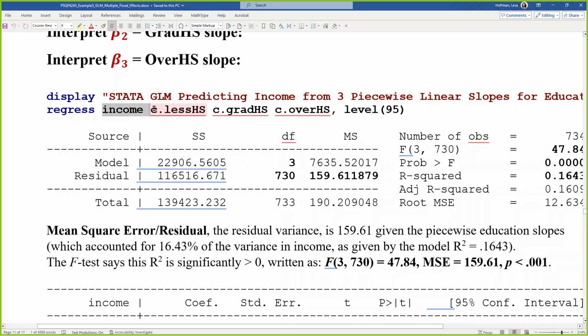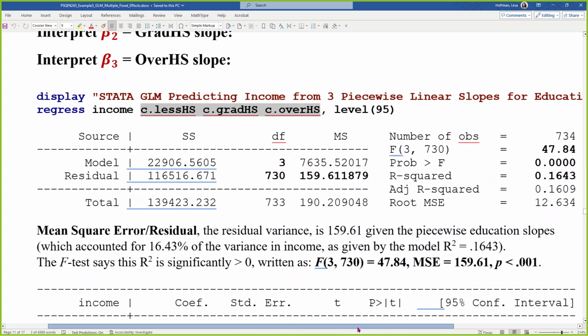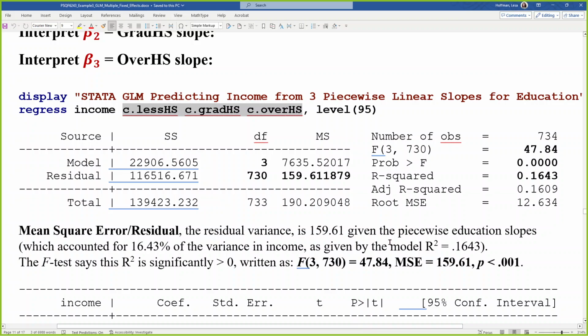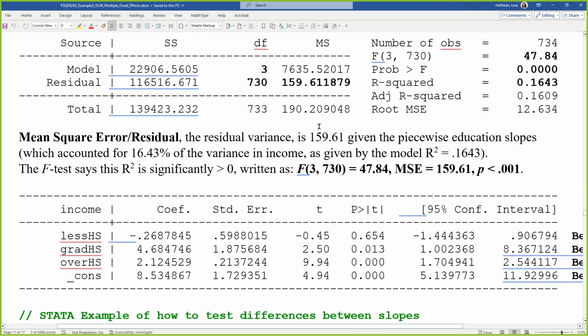So income again, here's my 3 slopes. This is Stata output instead, so I'm trying to alternate rather than show everything twice. And here are the relevant numbers. What's that again? 3? Numerator degrees of freedom. And why is it 3? Number of slopes in my model. Yep. And denominator degrees of freedom. That's how many more slopes I could still add if I wanted to.